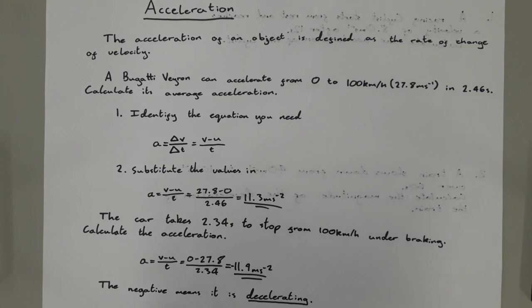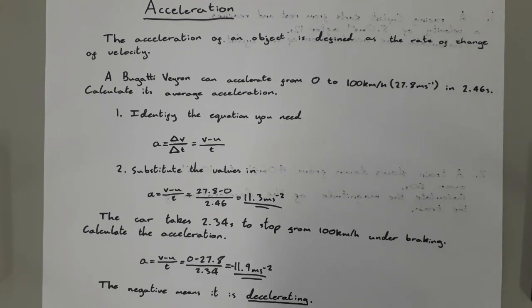Calculate its average acceleration. So first, we need to identify the equation you need. So here we have acceleration equals change in velocity over change in time, which can also be seen as v minus u over t. V being final velocity, u being initial velocity, and t being time. So then we need to substitute the values in.